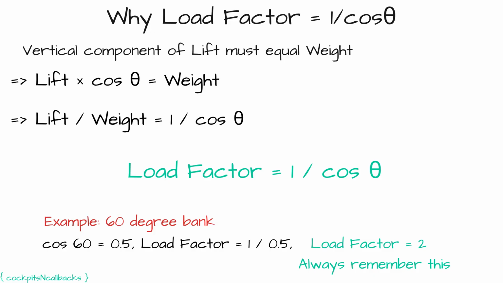Let us apply this. Take a 60-degree bank. The cosine of 60 is 0.5. So load factor equals 1 divided by 0.5. That gives us 2. At 60 degrees of bank, load factor is always 2. The pilot feels twice their body weight pressed into the seat. That is 2g. Remember this number.